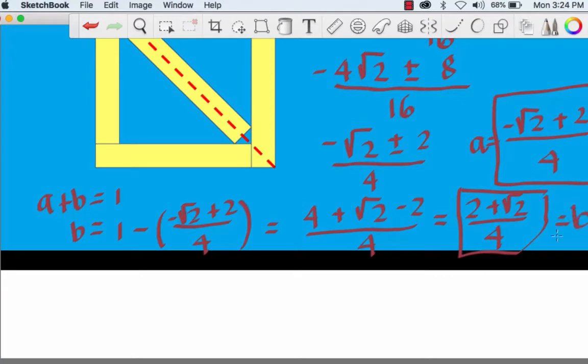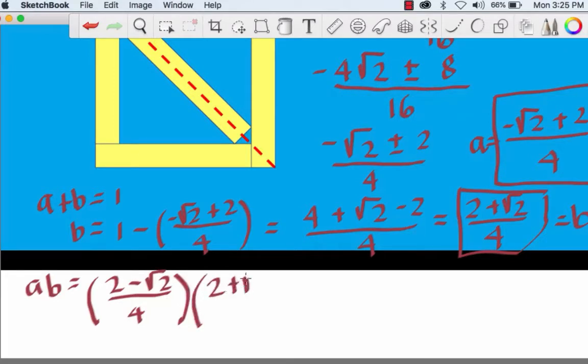This is B. So the area now of the small rectangle is the product of A times B. And so we are going to multiply these two expressions. First, we can rearrange this as 2 minus square root of 2 over 4 multiplied by 2 plus square root of 2 over 4. Notice that these are conjugates, and the product of this resulted to 1 over 8.